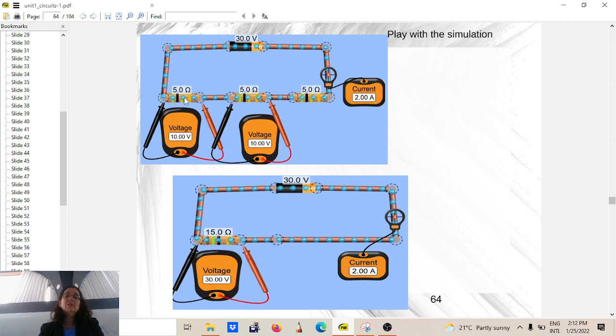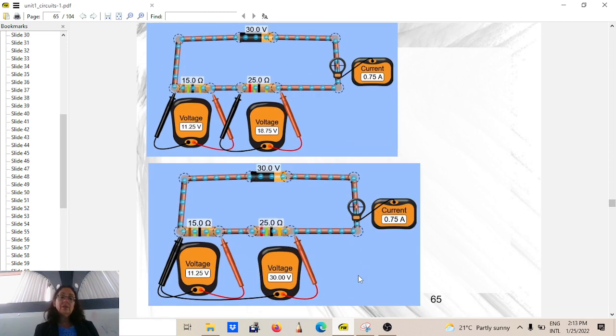5 times 2 is 10 volts, right? The current is 2 amps. Now I can replace those three resistors by one single one. I just need to add the resistances. So I have 15 ohms, 30 volts, and you get the same current. Is that clear? That's going to be the trick to find the current flowing in a circuit in series.